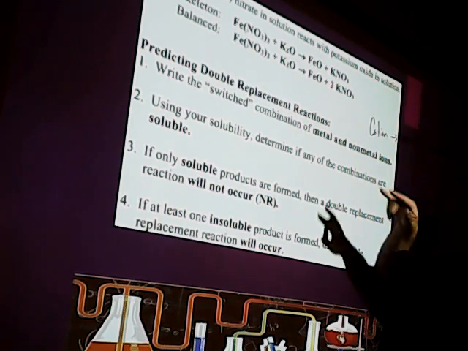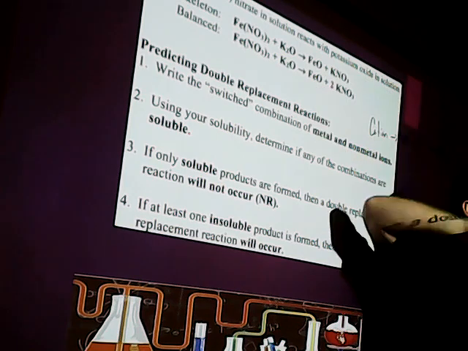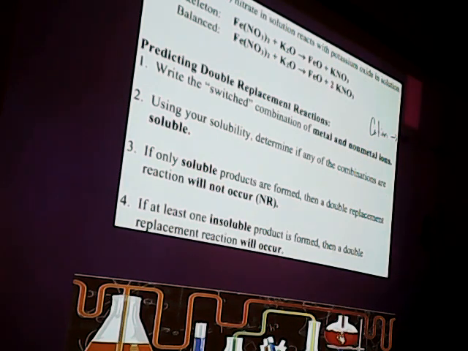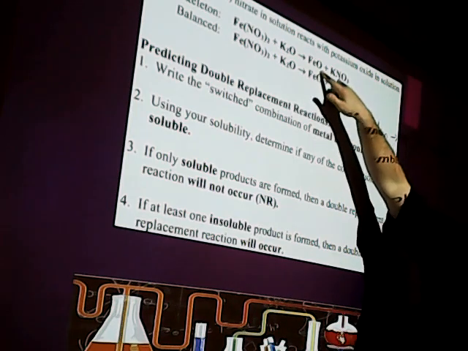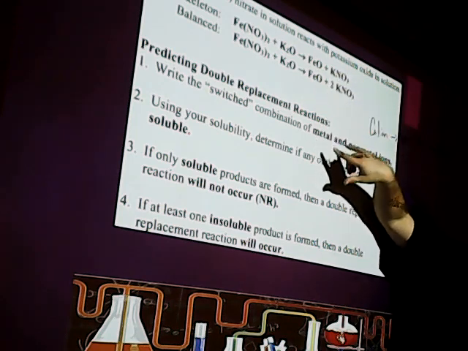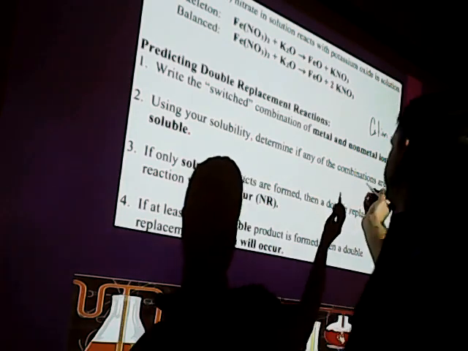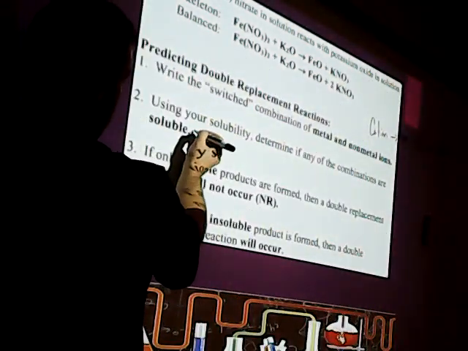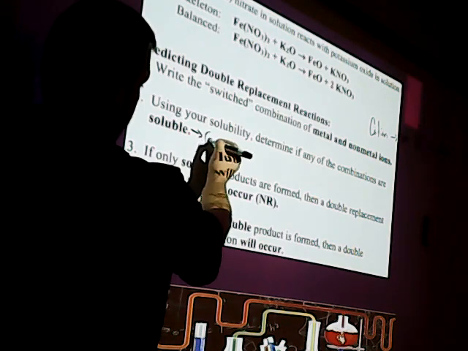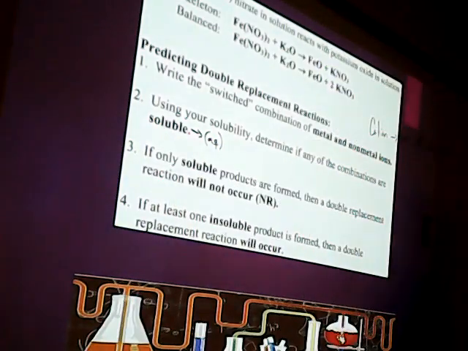Number one, actually write out the products as if they are going to happen. In single replacement, if you go to kick one out and it doesn't work, you don't even need to write out the products. You just write out no reaction. In double replacement, you do need to write out both of the possible products. Okay? From there, here's where it starts to get to be the new stuff. Using solubility, determine if any of the combinations are soluble. Soluble is going to mean it is aqueous. It's going to form a solution. You need to know this.